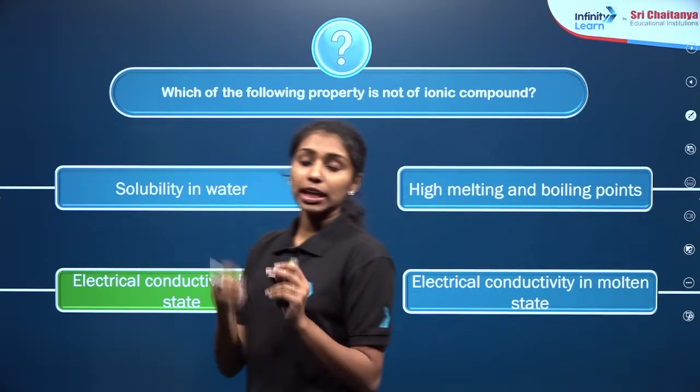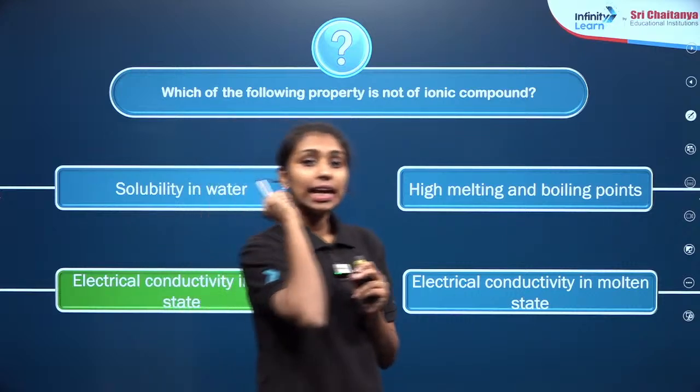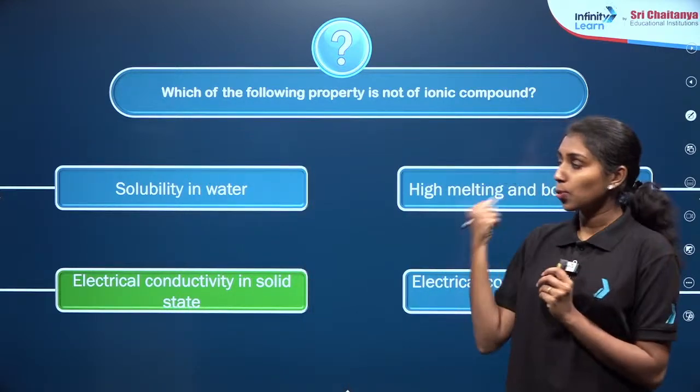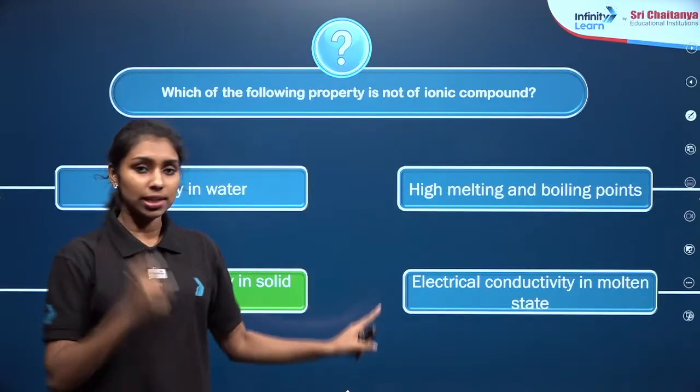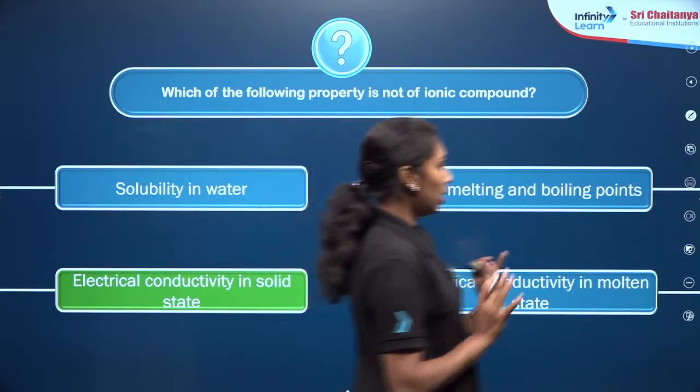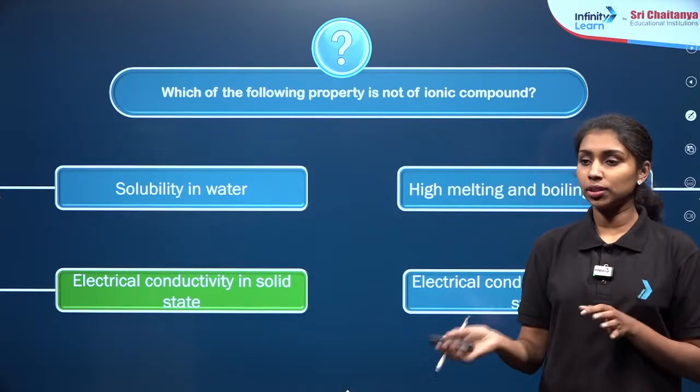That is very important. If you are talking about an ionic compound, it cannot conduct electricity in the solid state because of the absence of free ions, right? So it will conduct electricity in the molten state. So that is very important. I hope you understand, right?